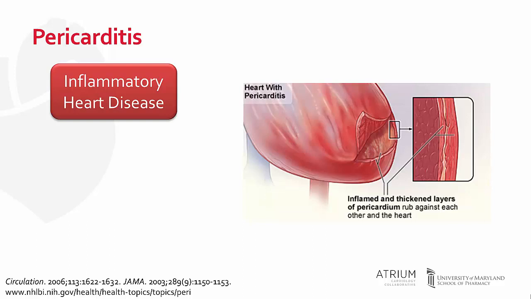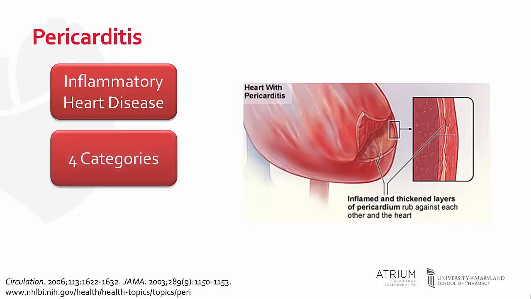As you can see in the picture on the right, pericarditis is defined as inflammation and thickening of the two layers of the pericardium. The layers rub up against each other and myocardial tissue, producing a pericardial friction rub that we will discuss later in this video.